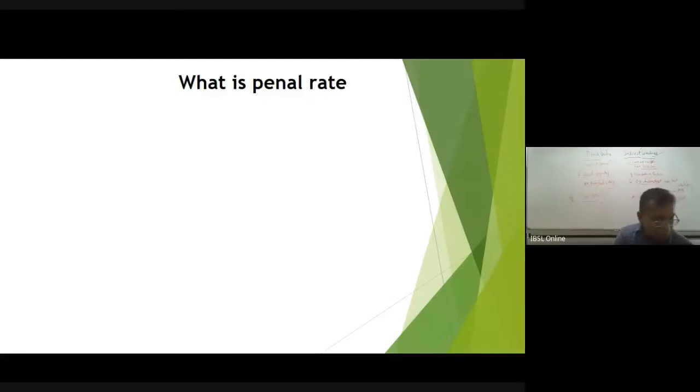Next point, penal interest should be charged only for the amount in arrears during the overdue period. Then you get an idea about the penal rate.